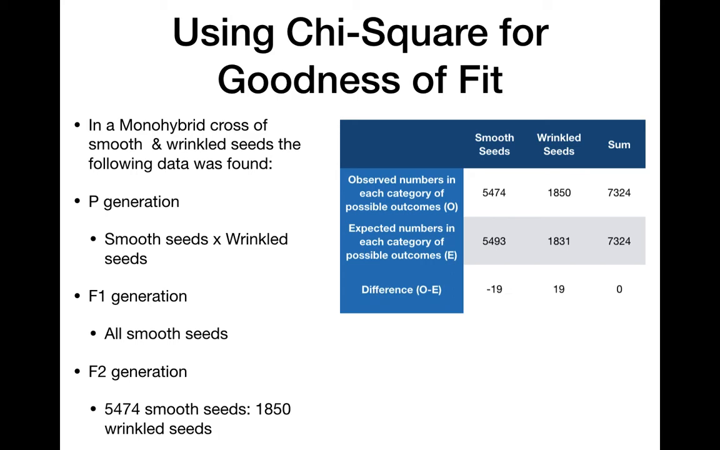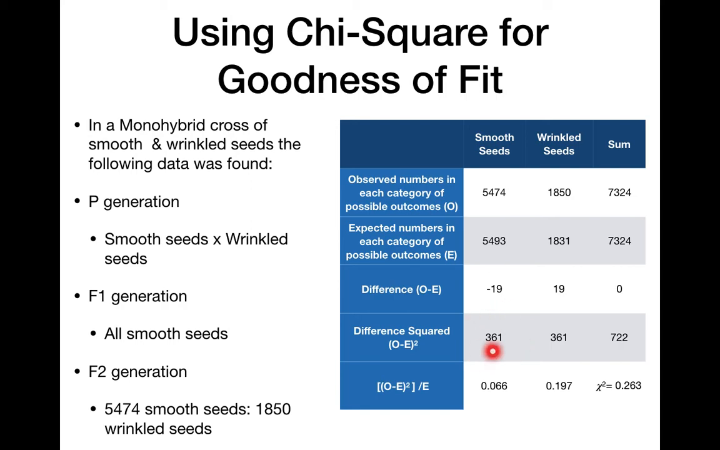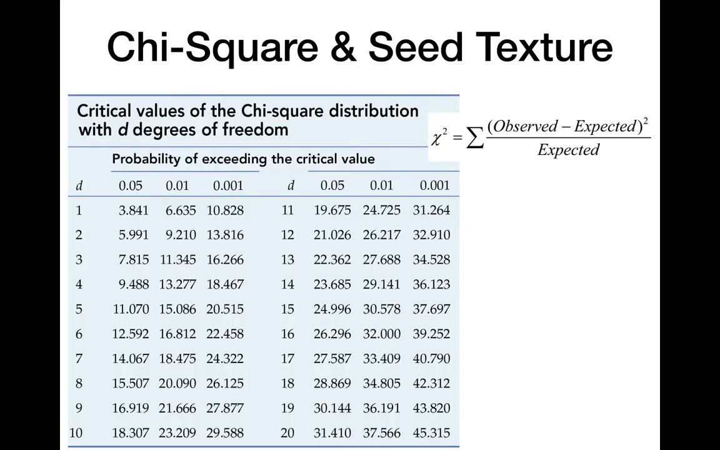Figure the difference between them, observed minus expected. Then I square that number, and then sum it over here. And then I do observed minus expected squared divided by expected. So I take this number and divide it by my expected number. I have those two, and I add them up, and there is my chi-squared value. So remember, you're probably going to have to do this in your exam, so practice.